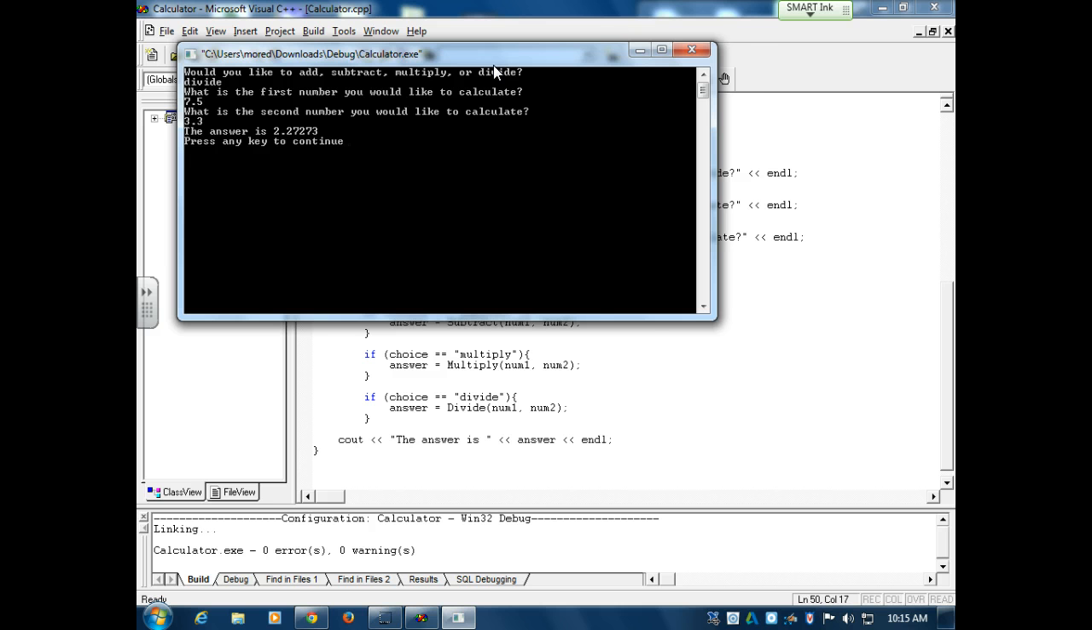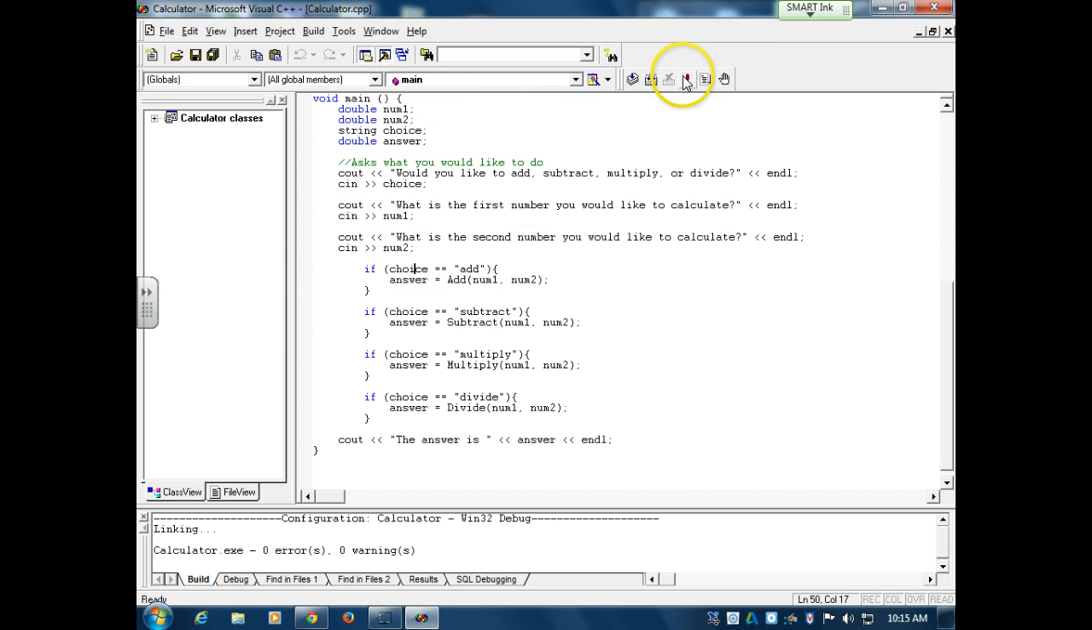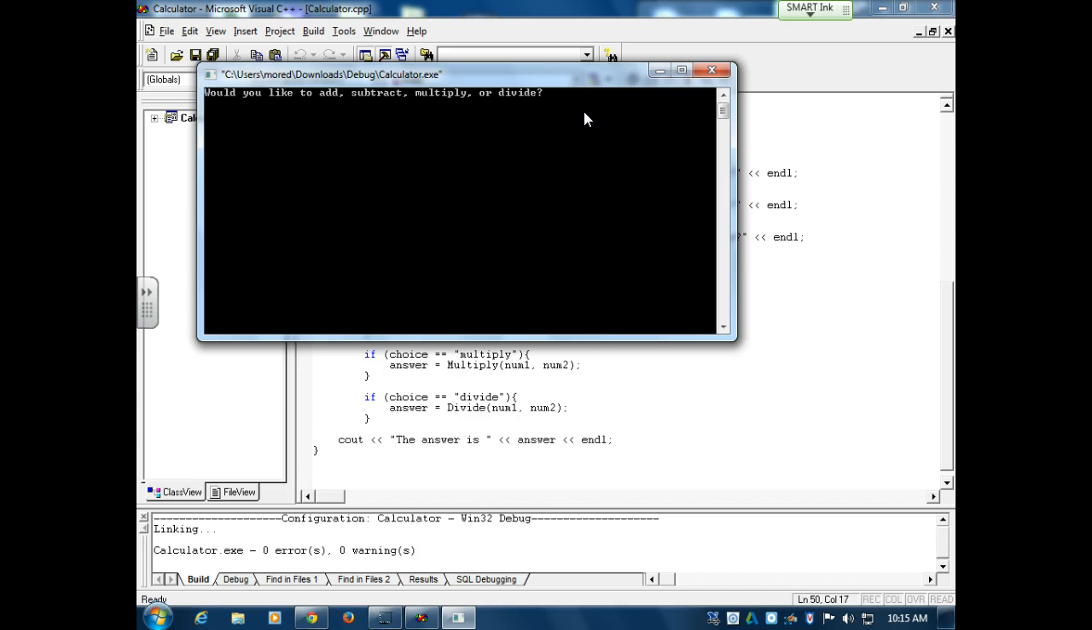I'll run it again, and let's see if you do capital D. That won't work. Let's see what happens. All right, so let's just say 10 and 5.